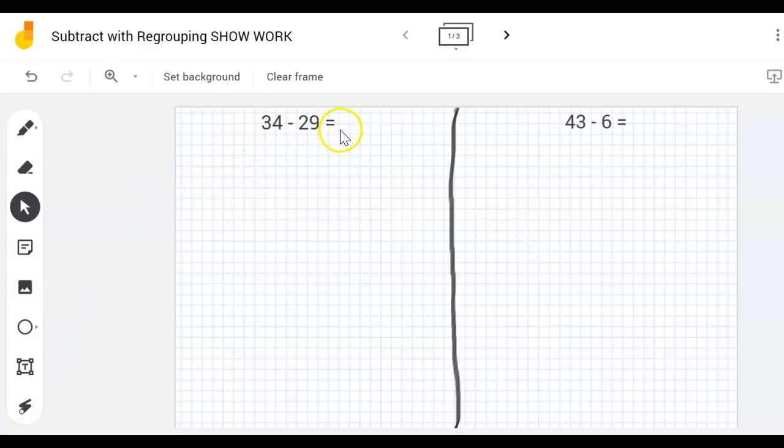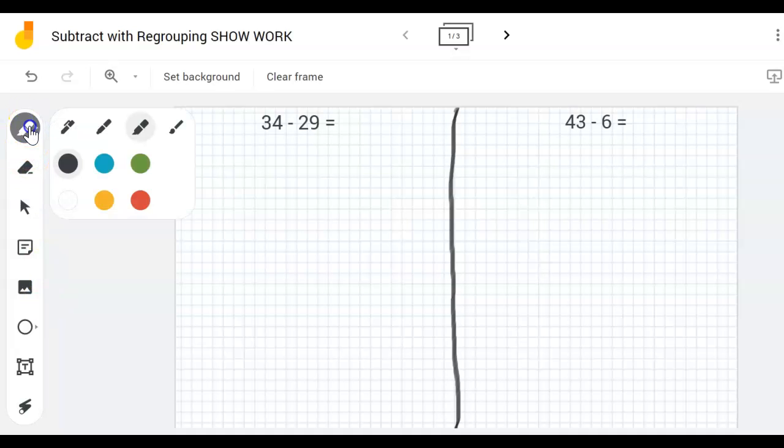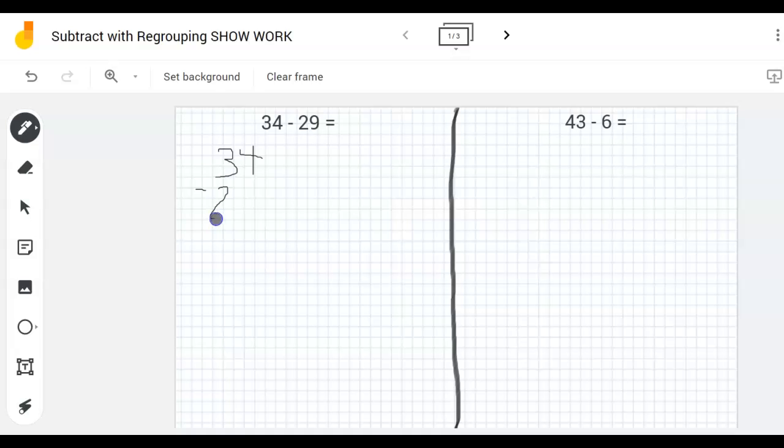When you're solving a problem that's written horizontally or across, you want to write it vertically, or on top of each other. So come over here and you're going to get a pen and we're going to write it on top of each other, or vertically. 34 minus 29. Now you want to make sure you're lining up your tens and your ones so you can solve it correctly.